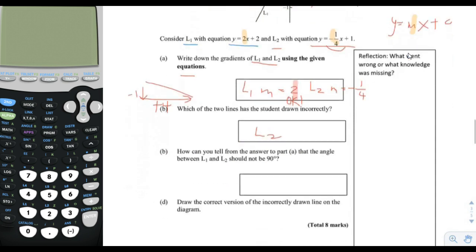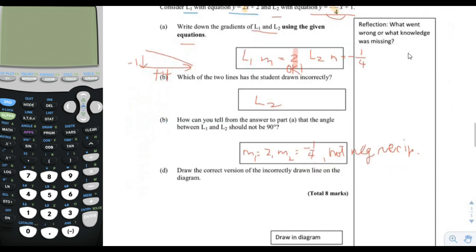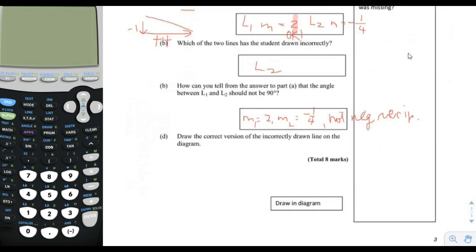Okay? All right. How can you tell from the answer to part A that the angle between L1 and L2 should not be 90 degrees? Okay, well we can see that the gradient of one is 2 and the gradient of the other one is negative 1/4, and they are not negative reciprocals. So if they're not negative reciprocals, then the two lines should not be perpendicular, right? Okay? D, draw the correct version of the incorrectly drawn line on the diagram.